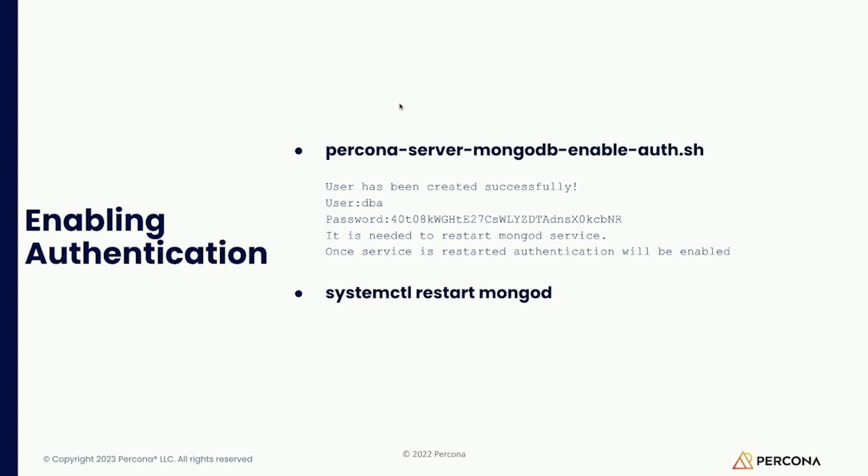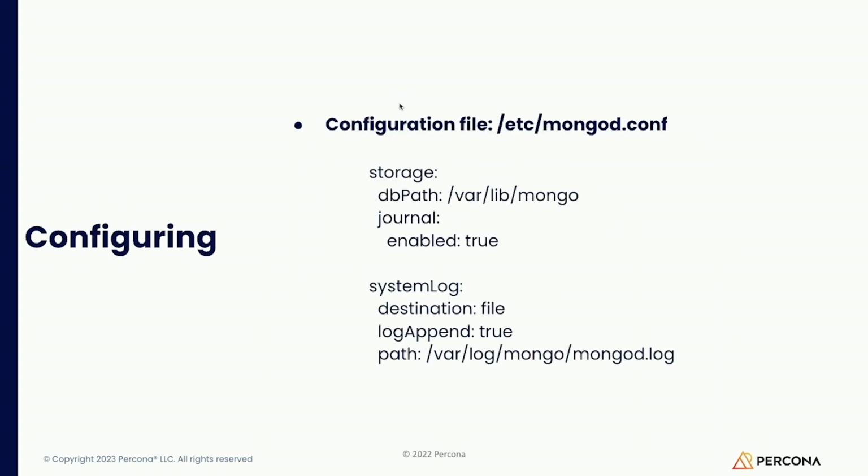The output you'll see is something like that. It'll say user has been created, and it'll give you the user and the password, okay? And you'll need to restart Mongo after, because it also makes the required changes in the MongoDB configuration file. As I said at the beginning, the configuration file lives under /etc. It's called mongodb.conf, and it has some different sections. It's like a JSON kind of format.